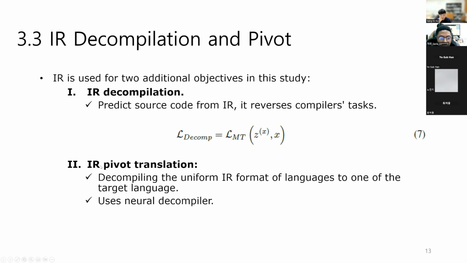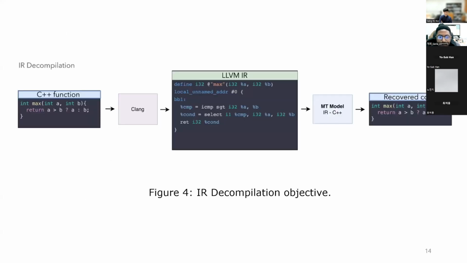The second one is IR pivot translation. IR is used as a bridge. It takes the uniform format of IR for all programming languages. Then by taking one target programming language, it can make translations. So it uses a neural decompiler for undertaking this process. Here is an example of decompilation.